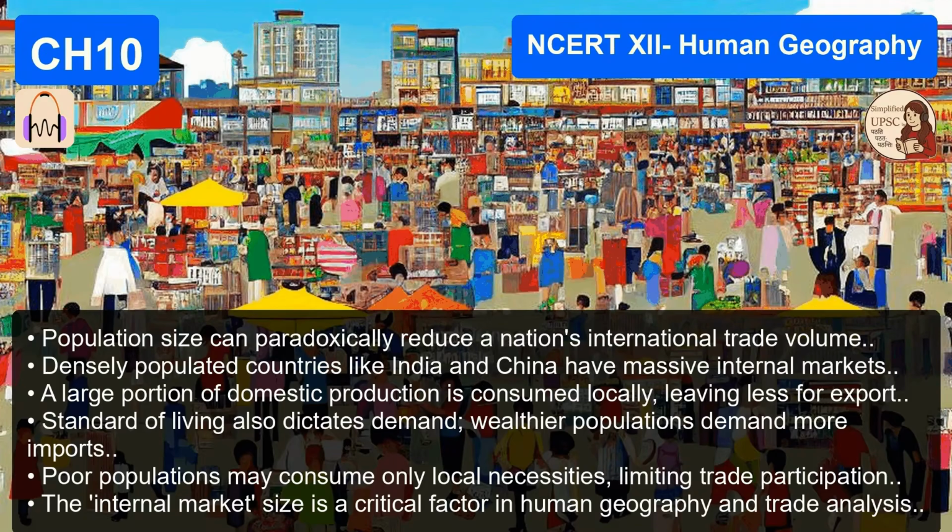Look at South Korea. They went from exporting simple textiles to exporting cars and semiconductors. India used to export mostly raw materials and agricultural products. Now it exports software, pharmaceuticals, and cars. The nature of what you trade is a direct reflection of how mature your economy is.